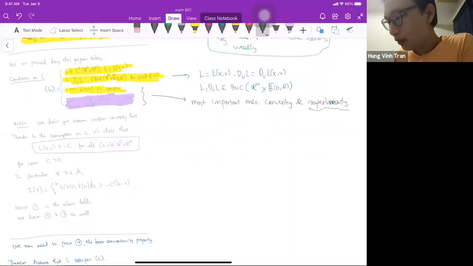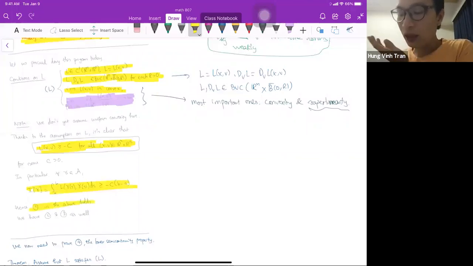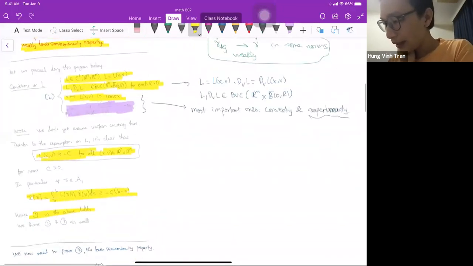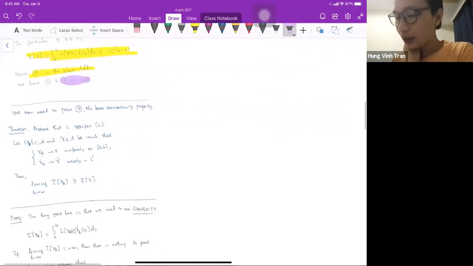So I said we don't yet assume uniform convexity here. We already proved last time very quickly the lower bound, because L is superlinear, so it's bounded from below by a constant. So you can see the action functional is bounded from below by minus C times (b minus a), no big deal. So one holds, two holds, and three holds as well. Two is obvious, and three needs some justification, but that's for later, okay?